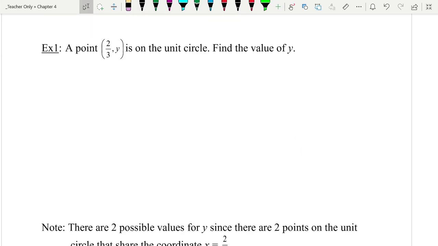Example 1: a point 2/3, y is on the unit circle. Find the value of y. All right.